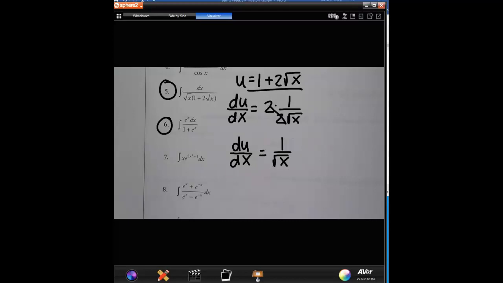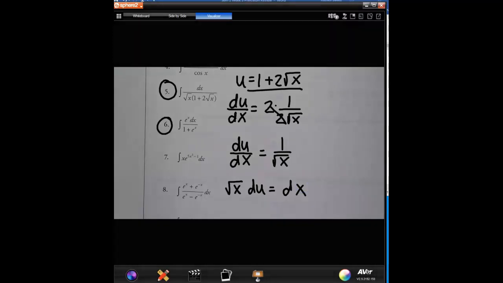So two things. The u is usually an inside function. Second of all, when you take the derivative of it, that derivative should be floating around in that problem somewhere. But anyway, now we get dx by itself using the same process as the last page. So in this case, it would come out to be square root of x du equals dx.